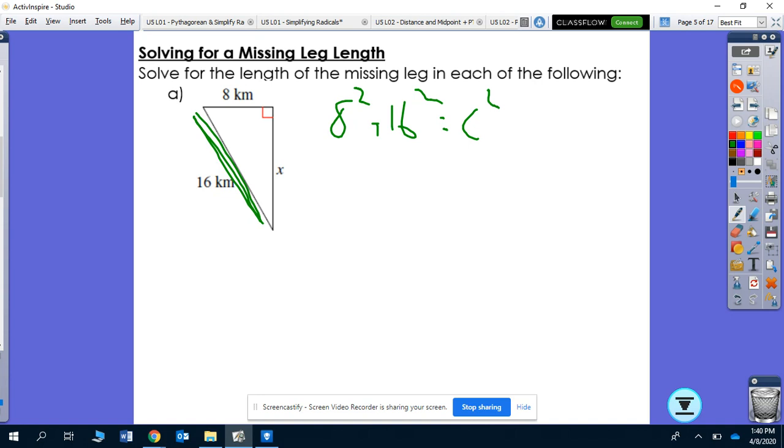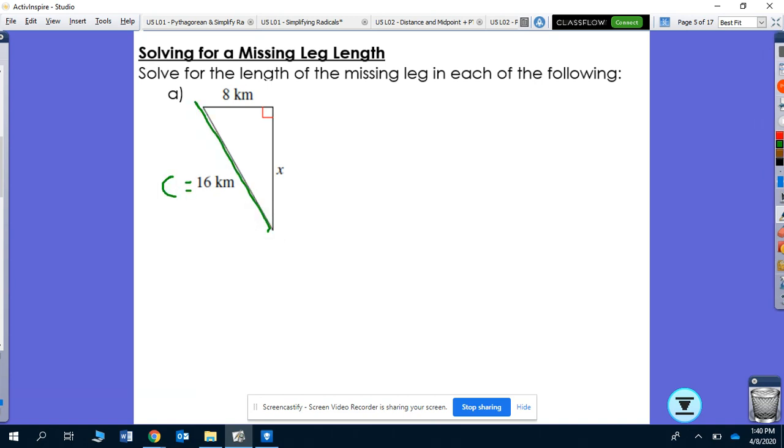Our c is 16. A lot of times students get wrapped up in doing the same thing over and over again, and they just plug into the a and b every time. You've got to be more careful on that. This is our c, right? We know that this is c. So sometimes it's really helpful to write that c equals right next to it. The 8, it doesn't really matter who you call this, but I'm just going to call it a.